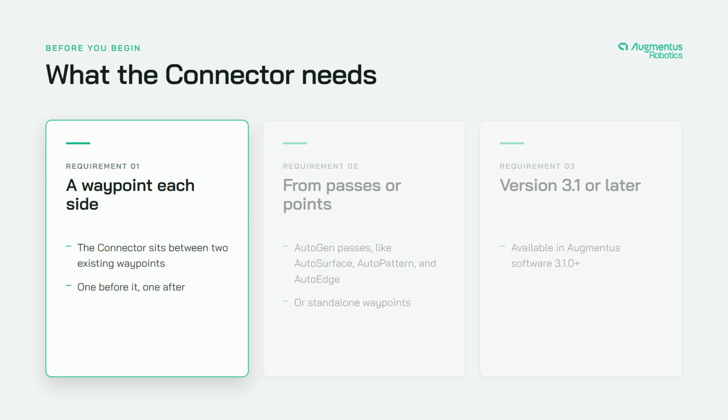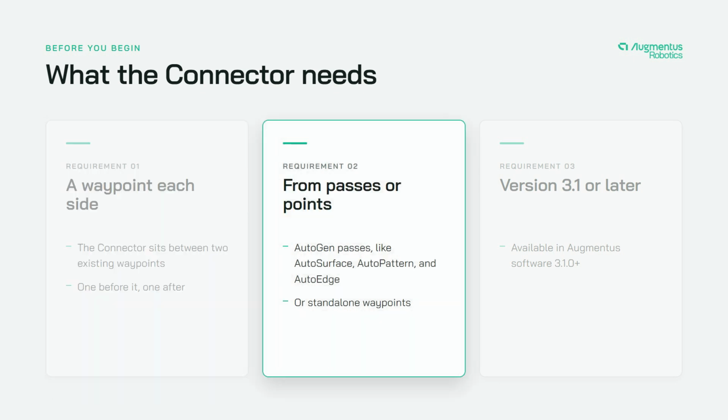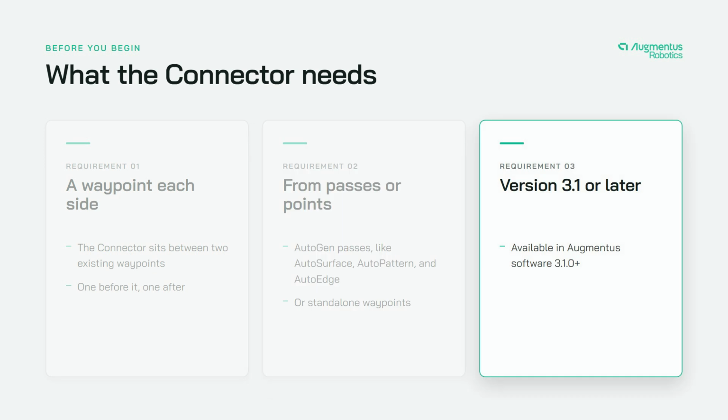Before you begin, the connector needs a waypoint on each side, one before it and one after. Those waypoints can come from AutoGen passes, like AutoSurface, AutoPattern, and AutoEdge, or from standalone waypoints you place yourself. And the connector is available in Augmentus version 3.1 onward.